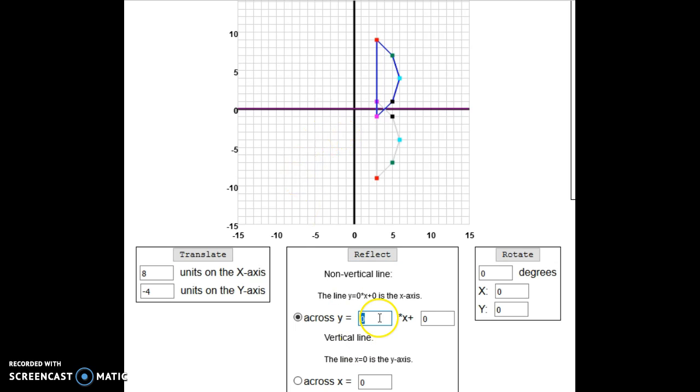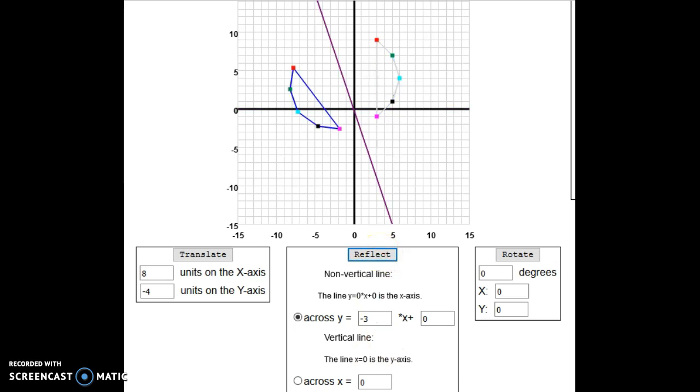If we reflected across y equals negative 3, first let's visualize where that line would be. We need it to cross the y-axis at negative 3. So that's going to be a horizontal line crossing the y-axis at negative 3. So let's see how that looks.